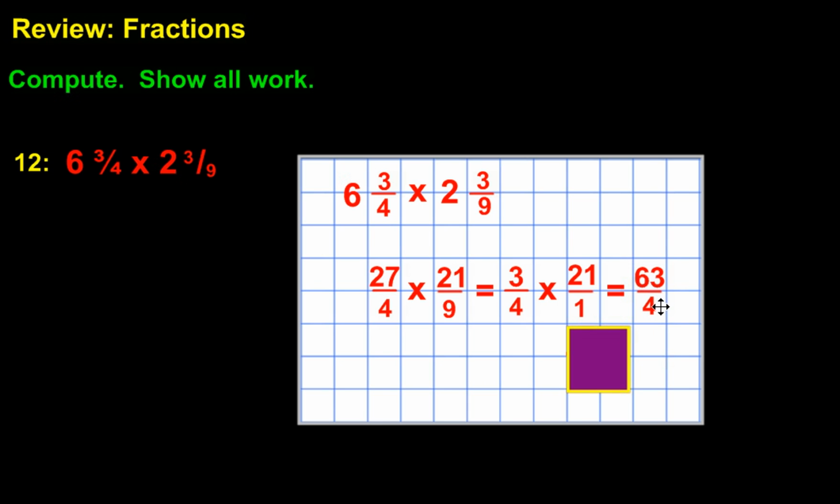Again, it's an improper fraction. We want to change it to a mixed number. So we divide, and we get 4 goes into 63 15 times, with 3 left over the original denominator of 4, so 3/4.